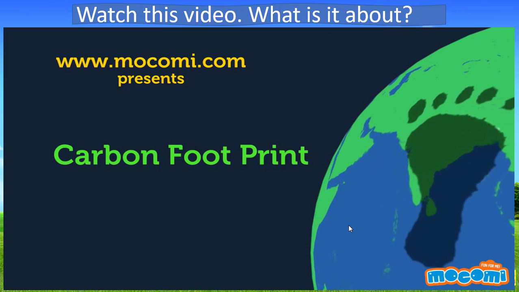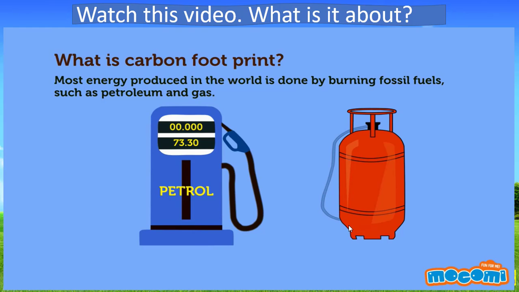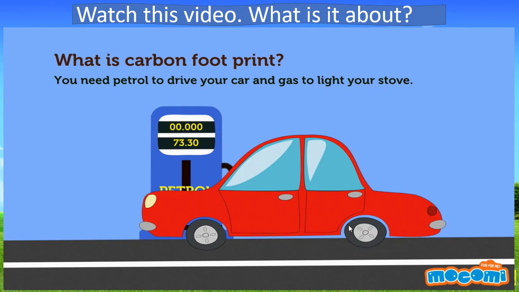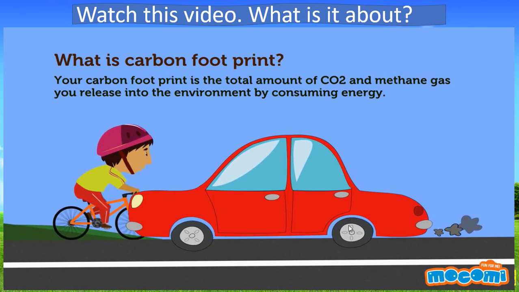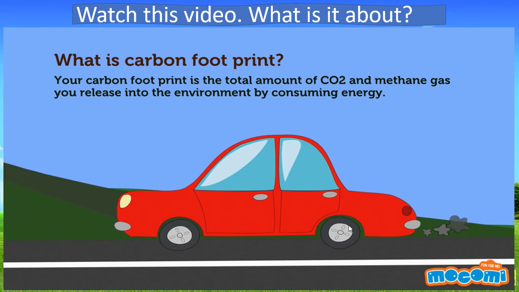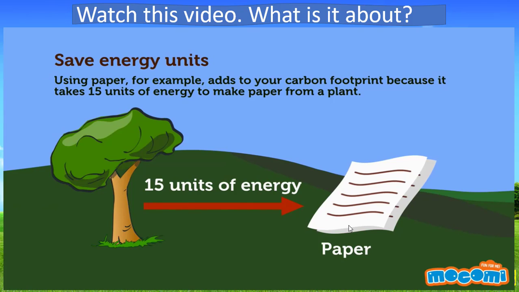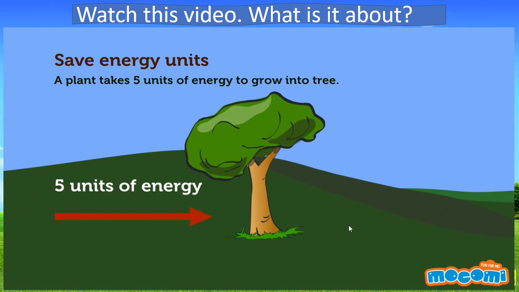What is carbon footprint? Most energy produced in the world is done by burning fossil fuels such as petroleum and gas. You need petrol to drive your car and gas to light your stove. Your carbon footprint is the total amount of CO2 and methane gas you release into the environment by consuming energy. Save energy units. Using paper, for example, adds to your carbon footprint because it takes 15 units of energy to make paper from a plant. A plant takes 5 units of energy to grow into a tree.